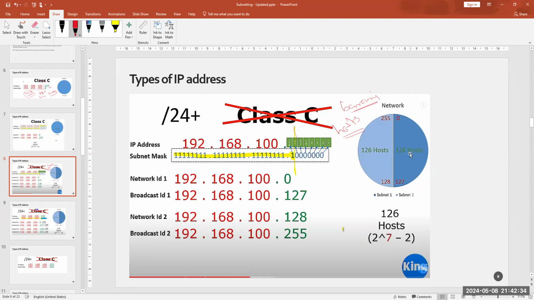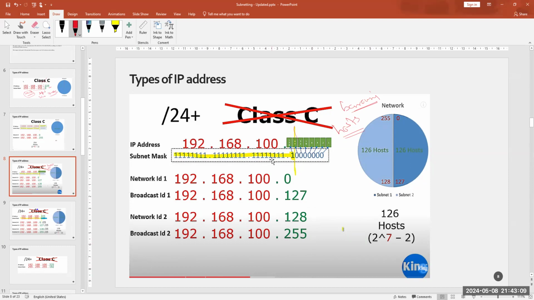Now I need to come back, and what will be my broadcast ID? So if it is 128 over here, the broadcast is always one less. That will be 127. And the second broadcast IP will be 255. I cannot go beyond 255, so my broadcast IP will be 255. So this is the way you will have the blueprint of network IP addresses using the subnet.